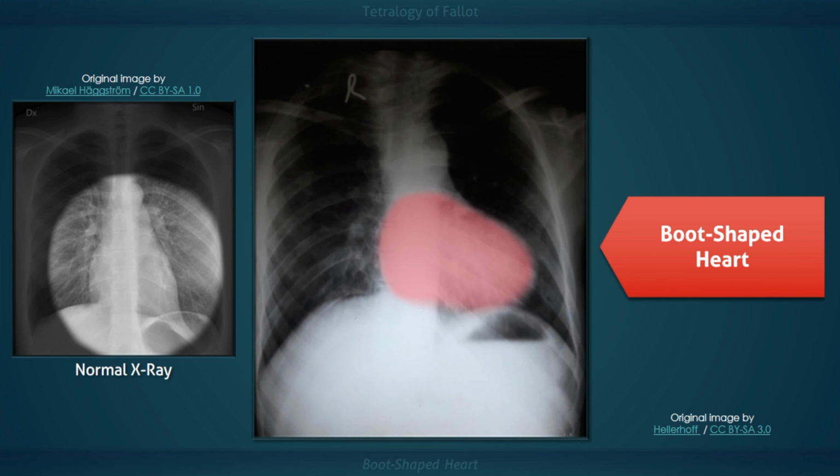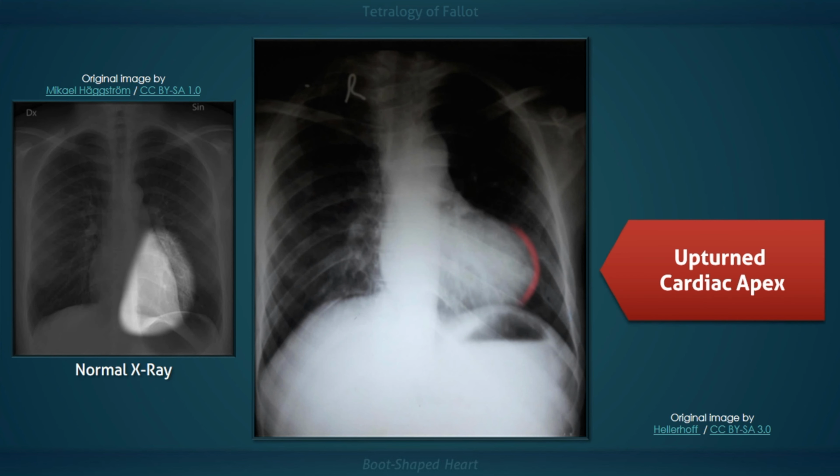The term boot-shaped heart refers to the abnormal appearance of the cardiac silhouette. Two of the four classic defects that contribute to this appearance are a ventricular septal defect and pulmonic stenosis. This combination of defects results in an elevated right ventricular systolic pressure with ensuing right ventricular hypertrophy, which is a third defect in the classic tetralogy.